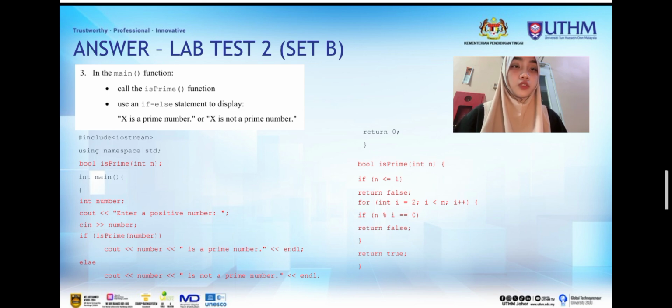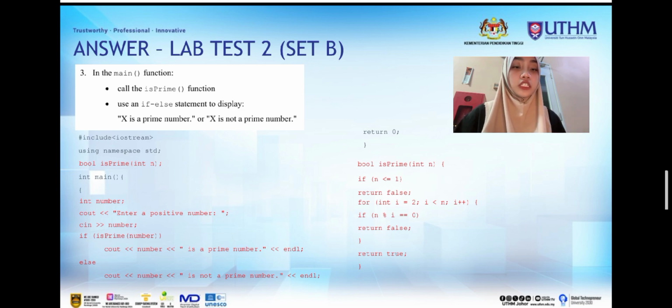Next, the program uses an if-else statement. Here the program calls the isPrime() function and passes the value of number as the argument. If the function returns true, the following statement is executed, which is cout << number << " is a prime number" << endl. This means the program will display that the entered number is a prime number. For example, if the user enters 7, the output will be 7 is a prime number.